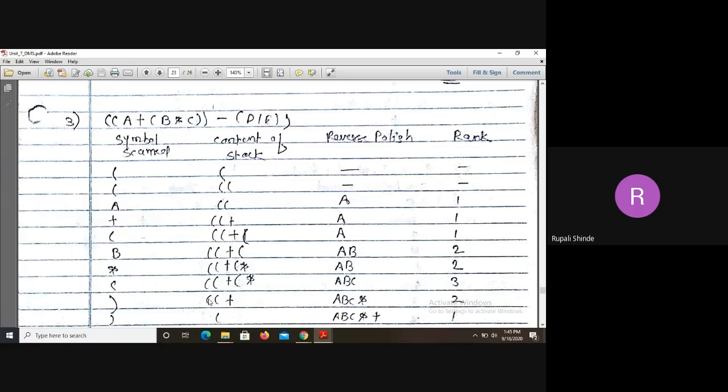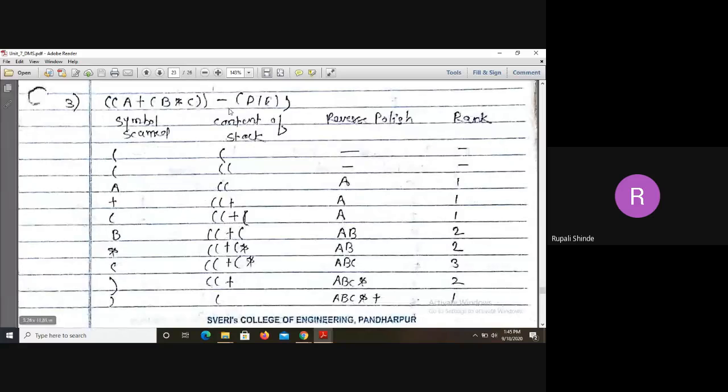Now our stack contains double opening bracket and plus. Now again the next character is a closing bracket, so again we apply the same procedure. When a closing bracket is encountered, whatever is in between the opening and closing bracket, and here that operator is plus, we copy it and write it into postfix form. That's why the postfix form is ABC star plus, and its rank is 1. Now currently our stack just contains an opening bracket.